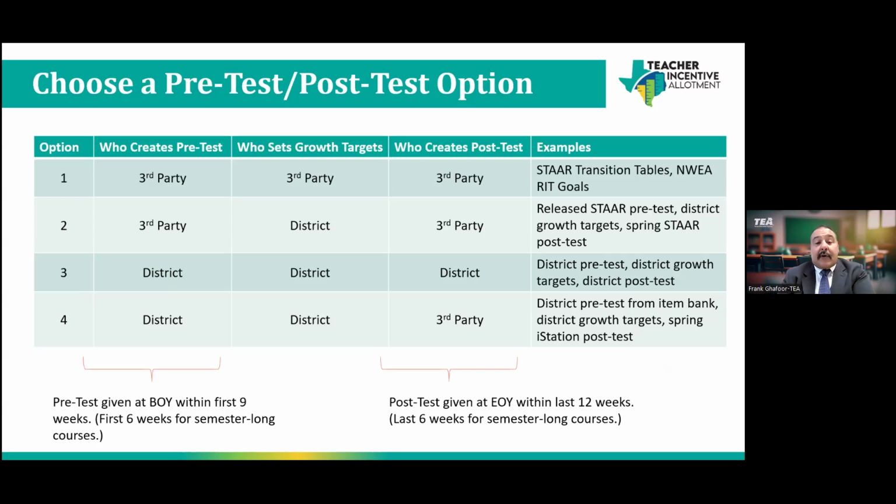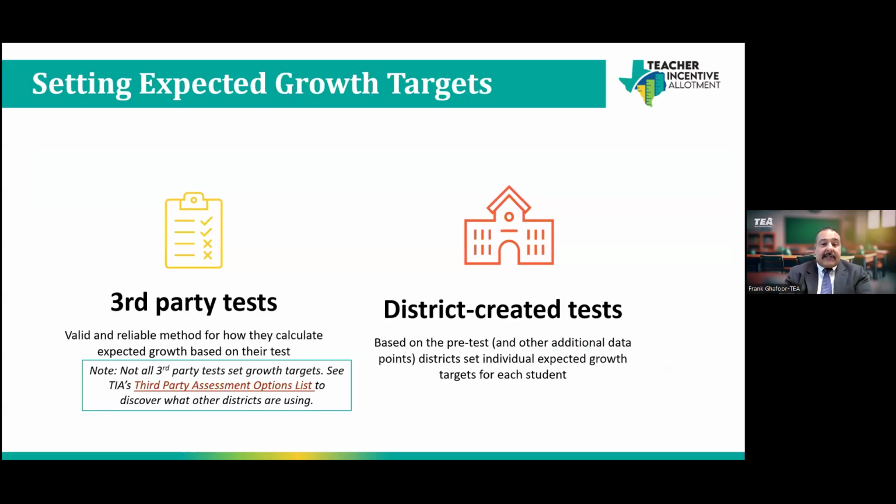And then our option four, that's the district created pretest, third-party post-test. As I said a second ago, you often see this in like an 11th grade US history class where the district will take some select items from an item bank, create their own test, and then administer end of year STAR at the end of the year. These options really do provide quite a bit of flexibility for districts to go strictly the pre-test, post-test route if they wanted to for their local designation system.